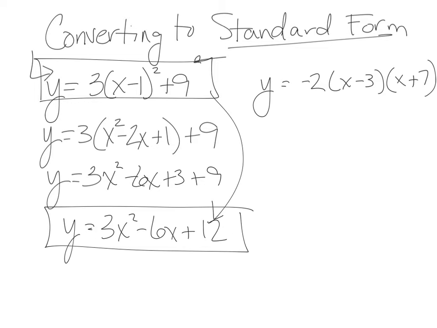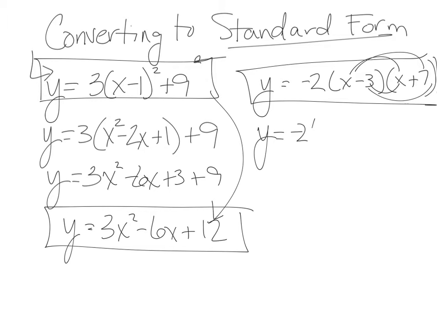All right? The same thing if I was looking at an equation in intercept form right here, I need to just do the distributive property, the extended distributive property. I need to go x times x and x times 7, negative 3 times x, negative 3 times 7, and that will give me x squared plus 7x minus 3x minus 21.